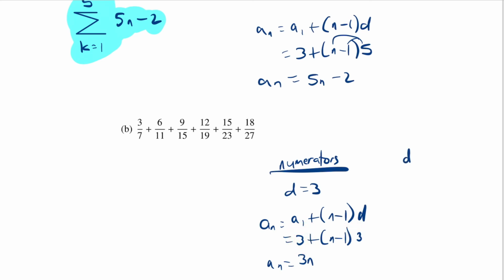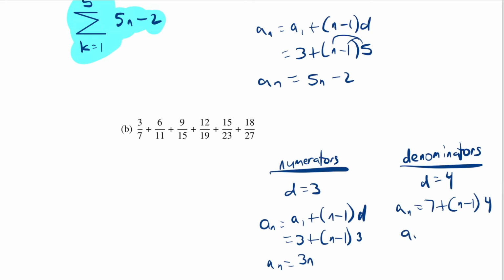So the formula is going to look like this. We start at 1, and how many terms are there? 1, 2, 3, 4, 5, 6. So we're going up to 6. So for the numerator, the formula is 3n, and the denominator is 4n plus 3.